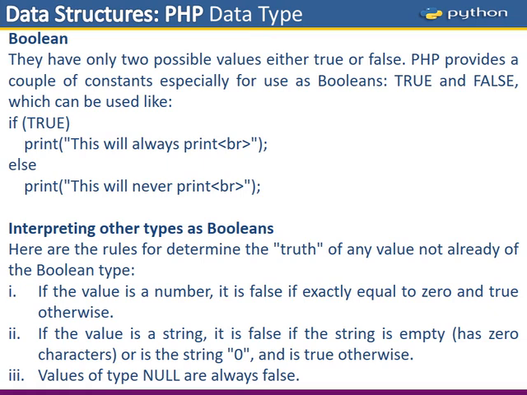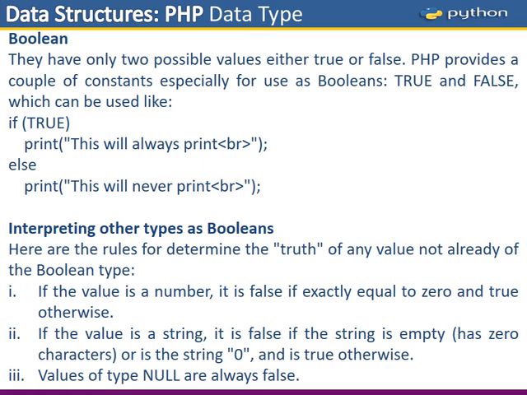Interpreting other types as boolean, we have the rules for determining the truth of any value not already of the boolean type. If the value is a number, it is false if exactly equal to 0 and true otherwise. If the value is a string, it is false if the string is empty, that is, 0 characters, or if the string is "0", and is true otherwise.